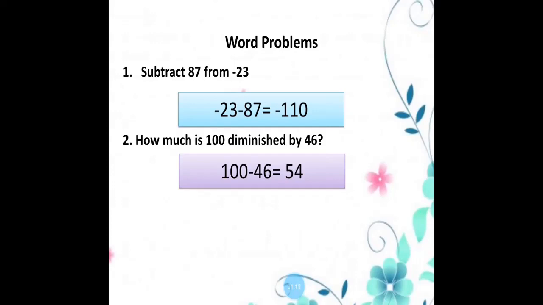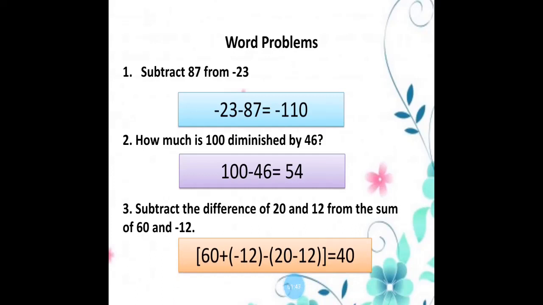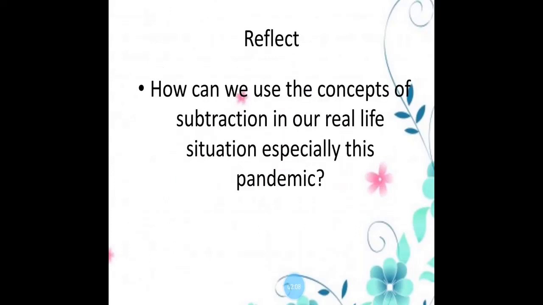The answer is 54. And the last one is, subtract the difference of 20 and 12 from the sum of 60 and negative 12. So, meaning we are going to get the sum of 60 and negative 12. Then out of that, we are going to subtract the difference of 20 and 12. So, in symbols, we have 60 plus negative 12 minus the quantity of 20 minus 12. The answer is 40. So, we need to get first the sum of 60 and negative 12 and minus the difference of 20 and 12. Is that clear?